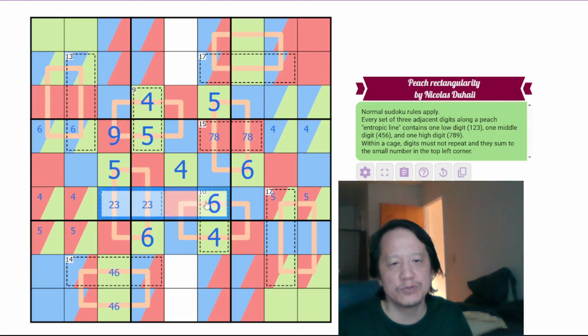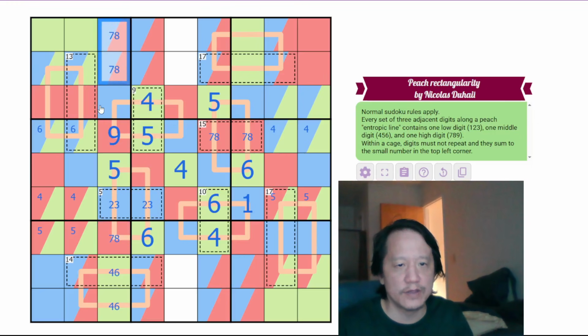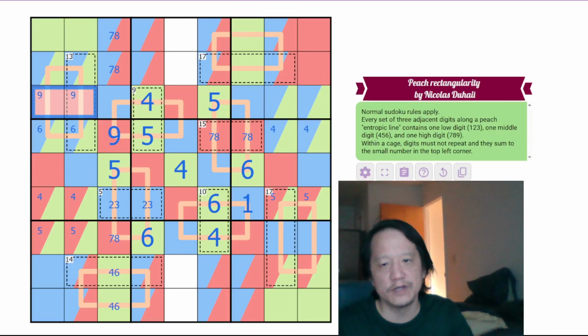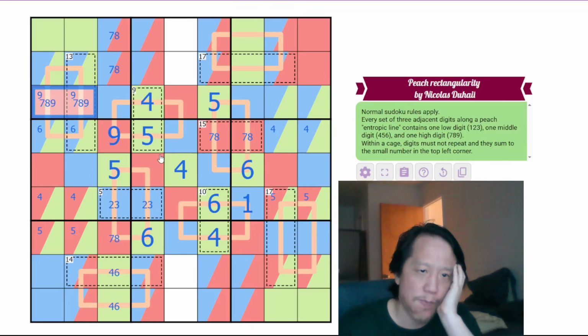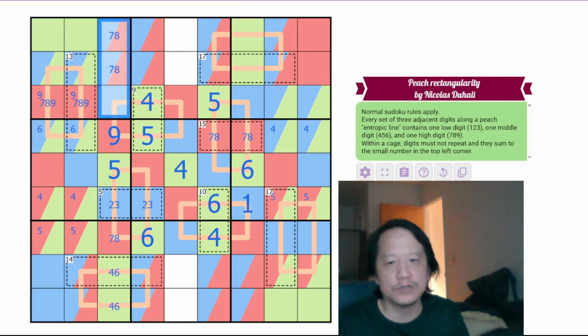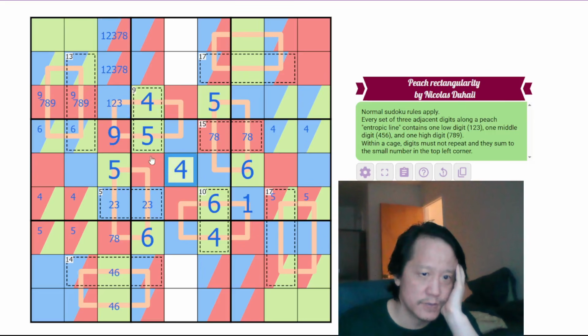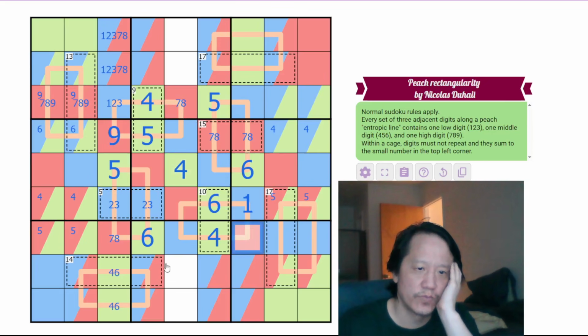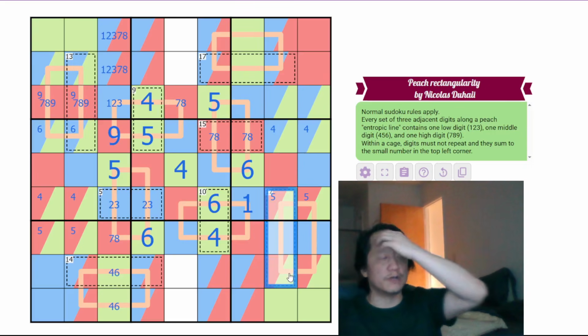This can't be 2 or 3 as a low digit, so that's 1. That leaves this as 7 or 8, and we have a 7 or 8 there. So 9 has to be one of those two with the 7 or 8. This is 1, 2, and 3 as possibilities. This has to be 7 or 8 here. Each of these sets of digits are sets of 3 digits, 1 low, 1 middle, and 1 high.